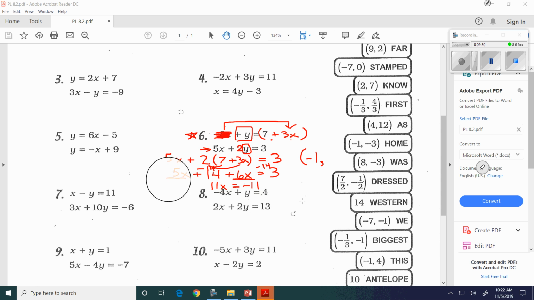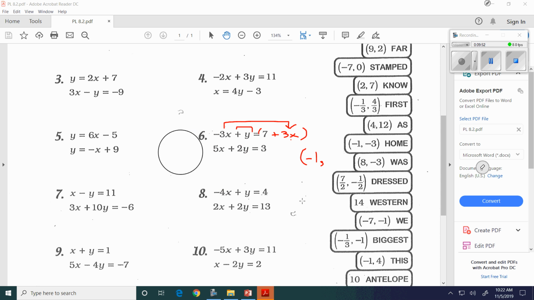I'm going to have to erase this just because I don't have room. We now know that x is equal to negative 1. So I can plug it either into the first equation or the second equation, my choice. Let's just plug it in right here.